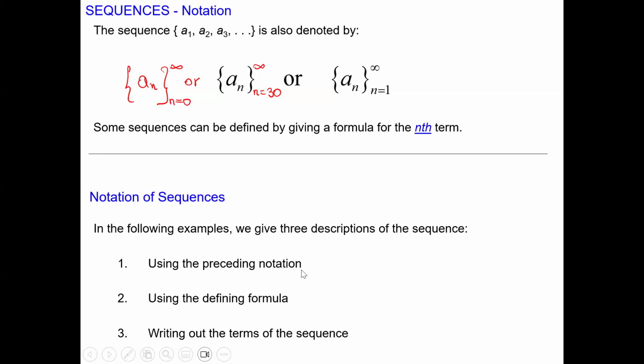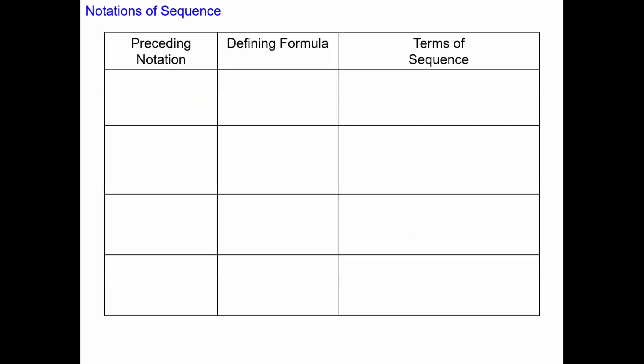In my following example, I am just showing you how to use the preceding notation, the defining formula, and just writing down all of the terms. I mean, a couple of the first terms. All of them are similar. Preceding notation, defining formula, and terms of the sequence.